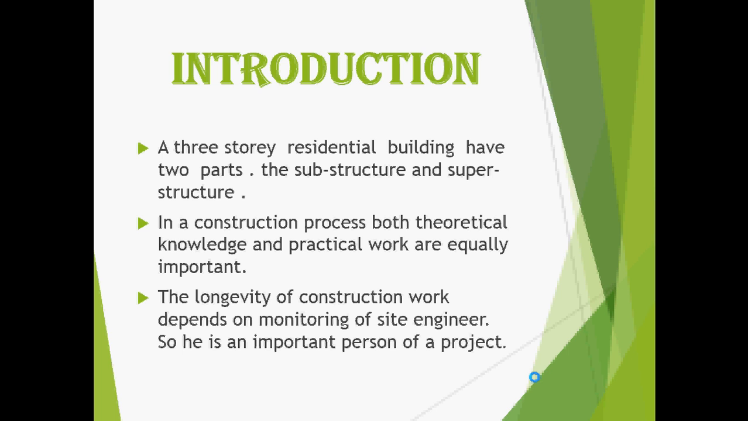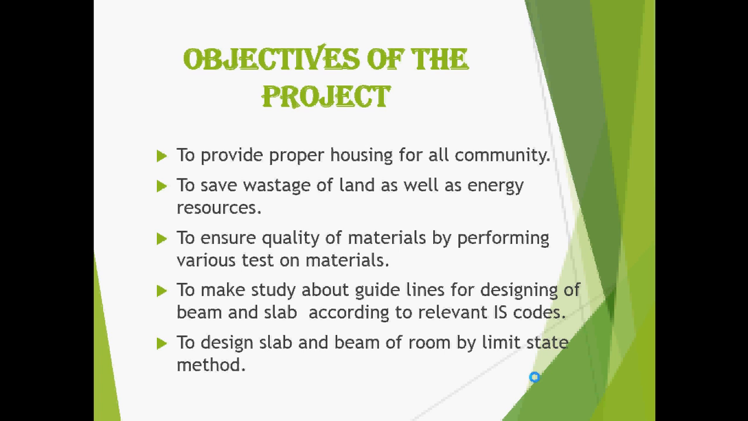A three-story residential building has two parts, the substructure and the superstructure. These are some main objectives of my project. The first objective is to provide proper housing for all the community. Secondly, to save wastage of land as well as energy resources. To ensure quality of the materials by performing various tests on materials. To study the guidelines of the design for beam and slab according to the relevant IS codes.